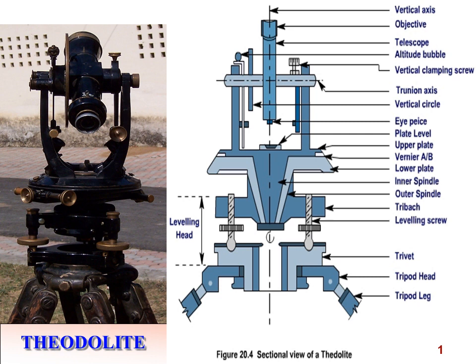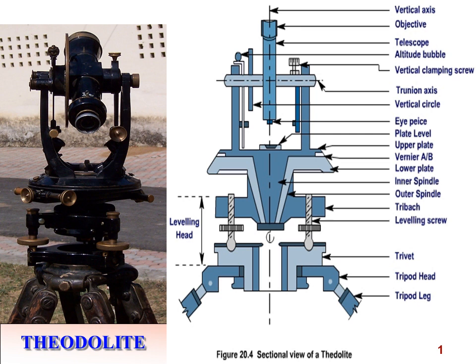Again there is a vertical circle wherein we measure the angle ranging from 0 to 90 degrees. It carries vernier C and vernier D, and whenever the line of sight is horizontal, you will observe 0 degrees on vernier C and 0 degrees on vernier D. Whenever we set vernier C and D to 0 degrees, we tighten the vertical clamping screw so that our line of sight will be horizontal.